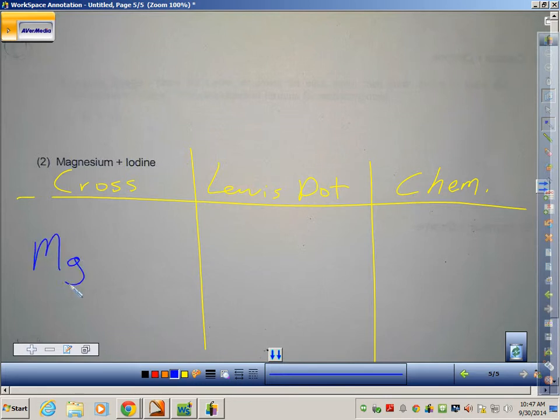Cross, magnesium. What is magnesium's oxidation number? You better tell me plus or minus, right? What is it? +2. What is iodine's? -1. Now it's going to get a little trickier than the last one. So, crisscross, right? So I know I'm going to need 2 iodines for 1 magnesium. So I need to write my formula as such: MgI2.